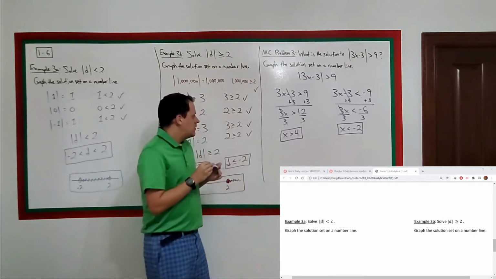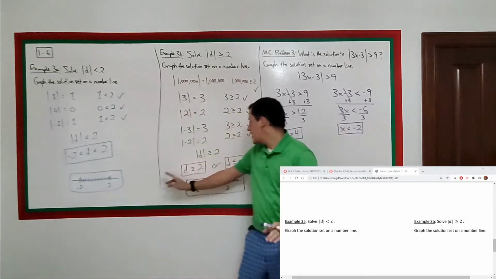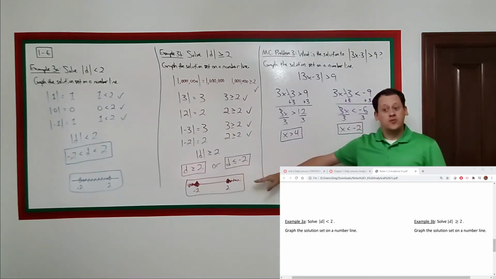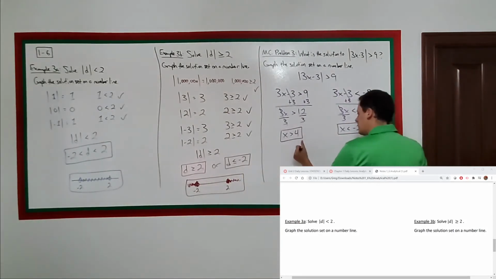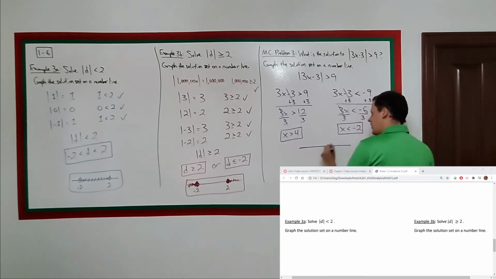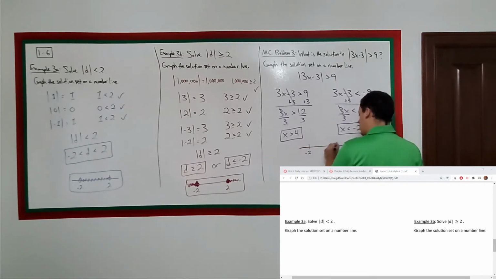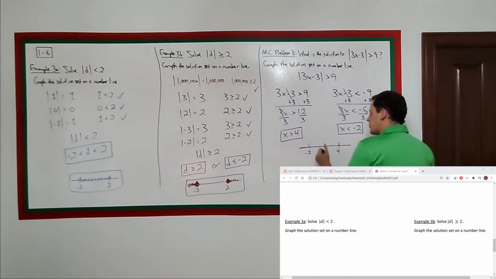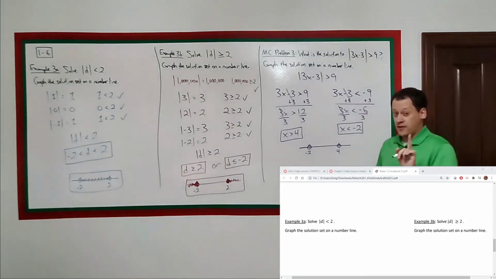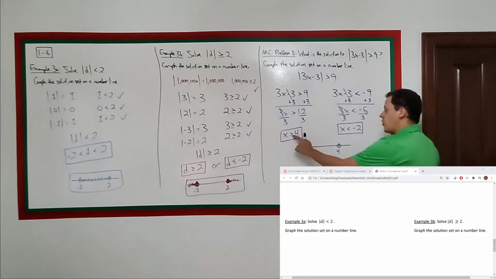So, we've got our two inequalities, just like we did here. We now need to graph it on a number line. So we've got two numbers here. We've got negative 2 and 4. Let's put circles. We're not going to fill those circles, are we? No or equal to signs here.